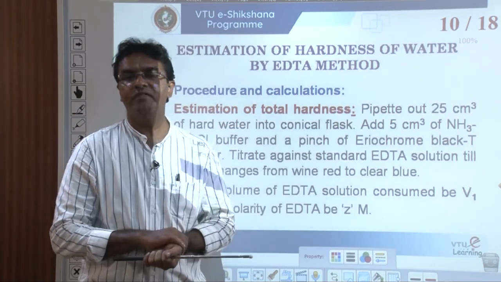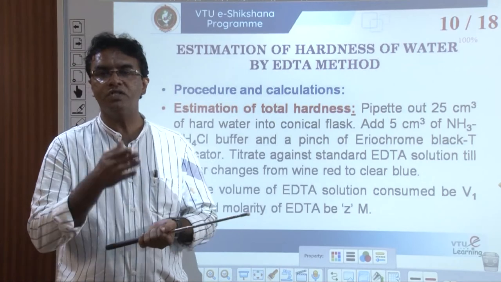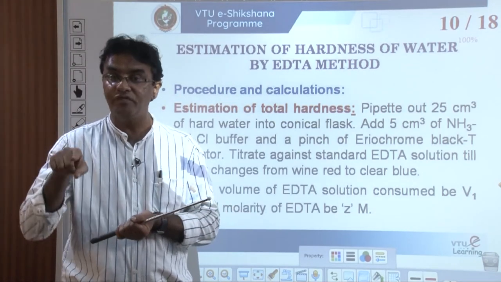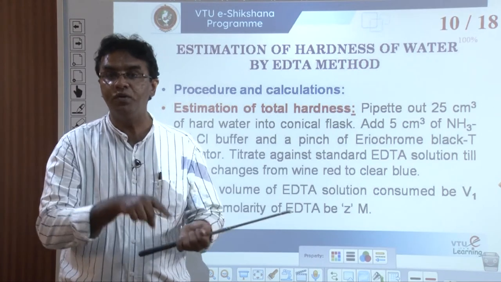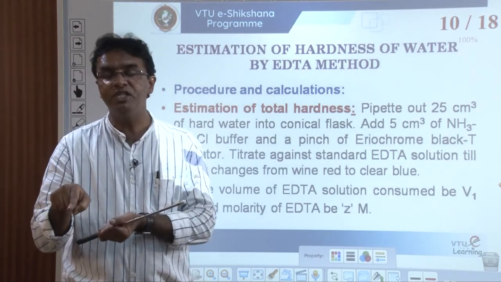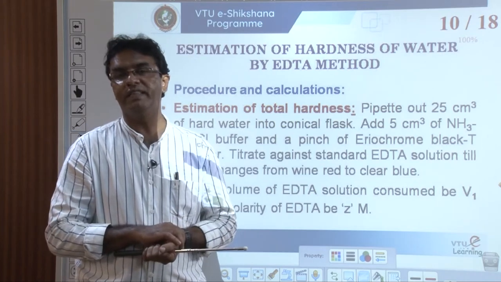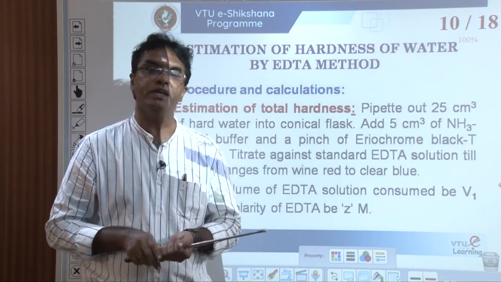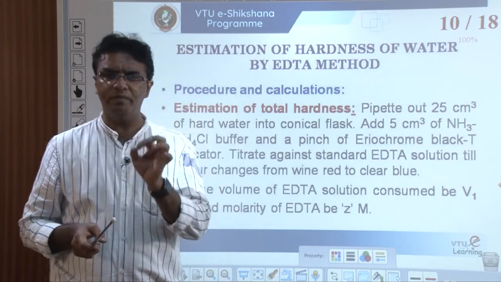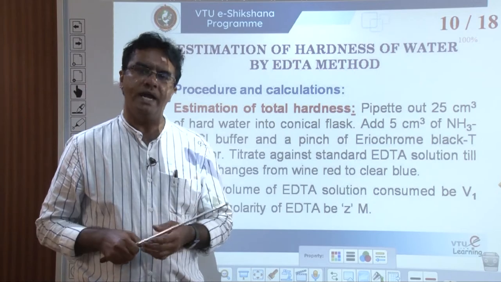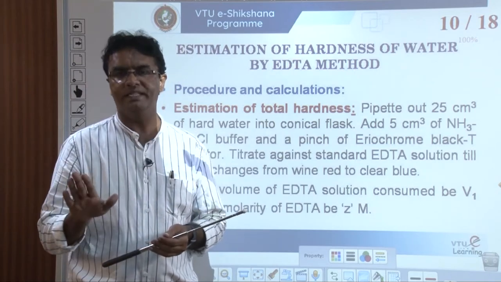So, molarity of EDTA is going to be equal to weight of the EDTA crystals into 4 if you are preparing 250 cm cube, into 10 if you are preparing 100 cm cube EDTA solution, divided by molecular mass of EDTA, that is 372. In this way, the first step of the experiment, you are preparing standard solution of disodium salt of EDTA and calculating its molarity.